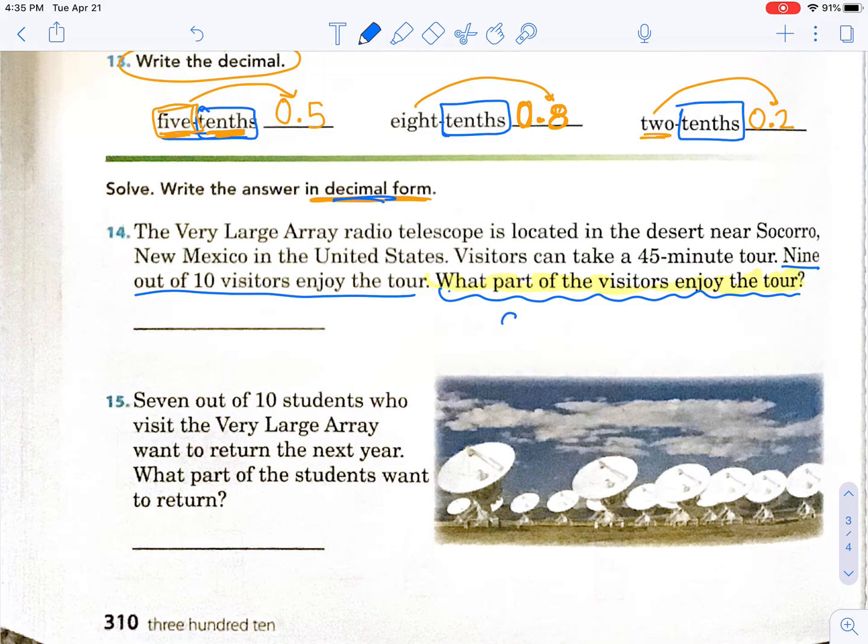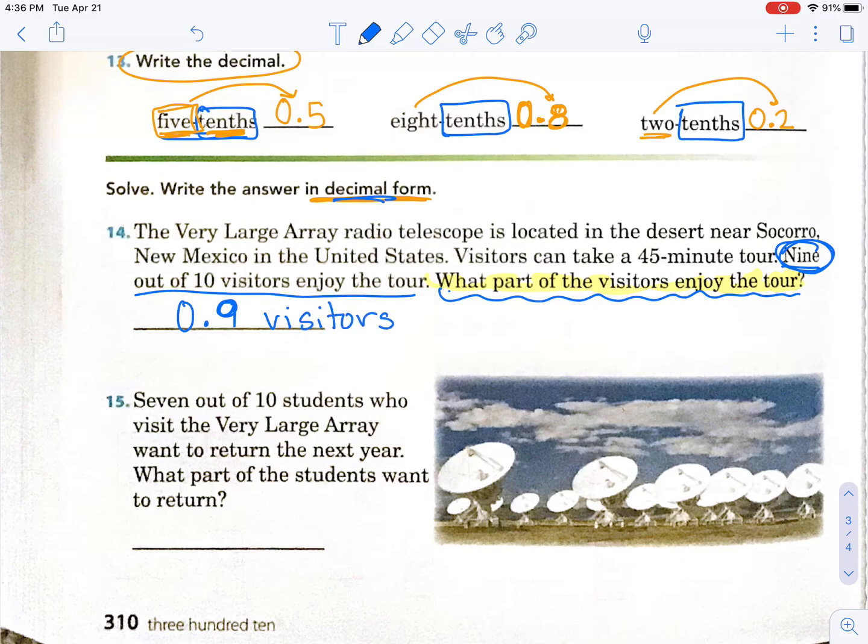So we have 9 out of 10. If I was doing that as a fraction, it would be 9 out of 10. But 9 tenths, we know, as a decimal is 0.9. 9 out of 10. 9 tenths. This means 9 tenths. This is the same as this. They equal each other. But what answer do they want it in, fraction form? No, decimal only. And I would say 9 tenths of the visitors.